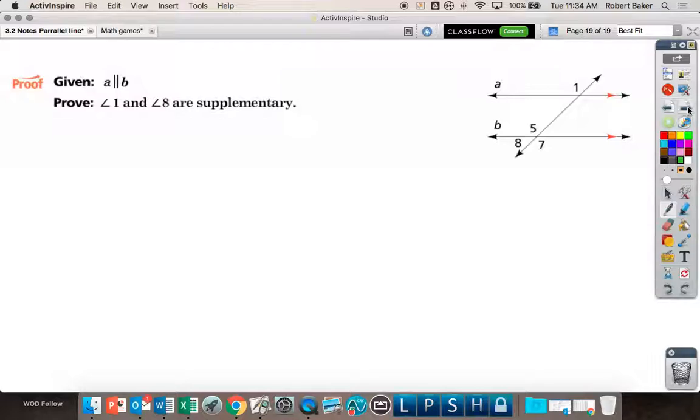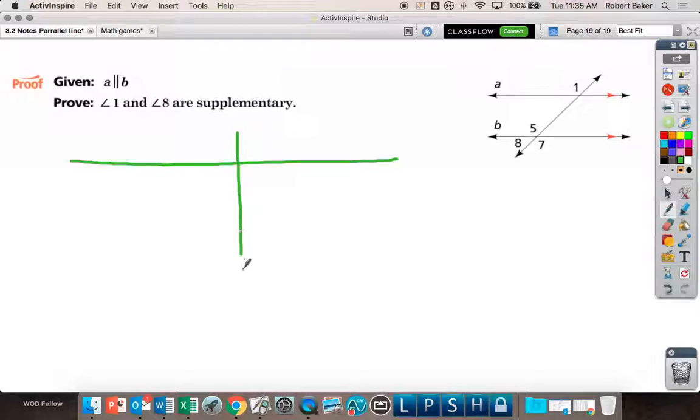Now you already know the answer to this proof, right? At the end of this proof, what is the shortcut you can take? What are angle 1 and angle 8? Same side exterior angles. And what do you know about same side exterior angles? They're supplementary. Remember, same side supplementary. Well, we're going to prove why it works every time, all the time.